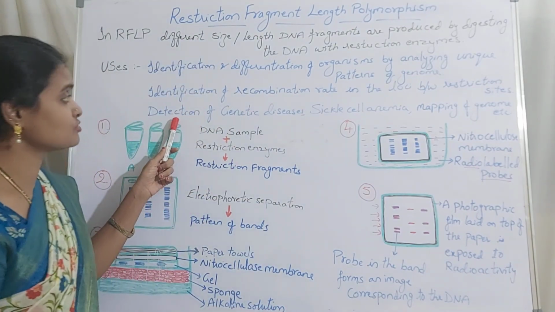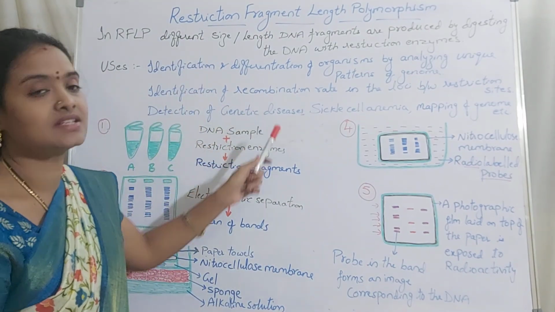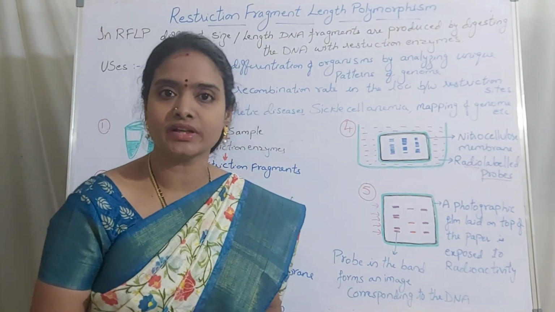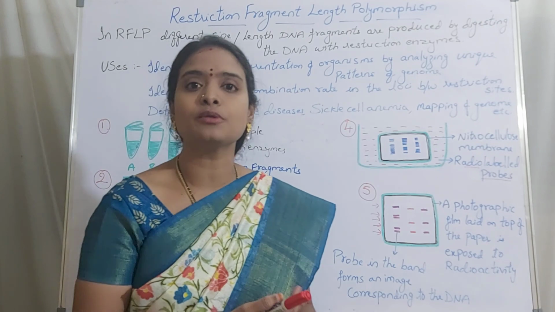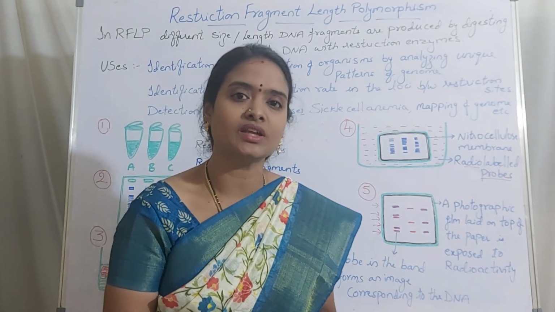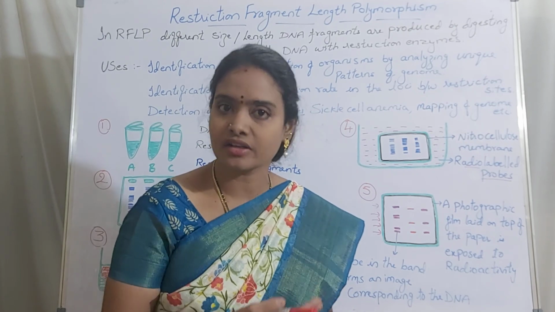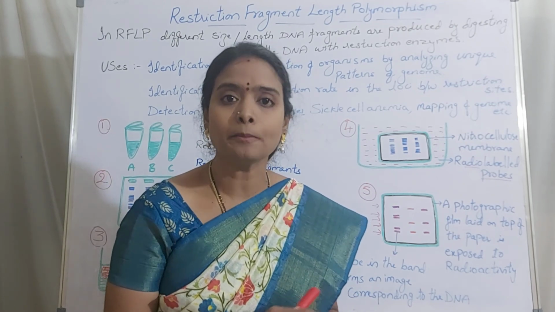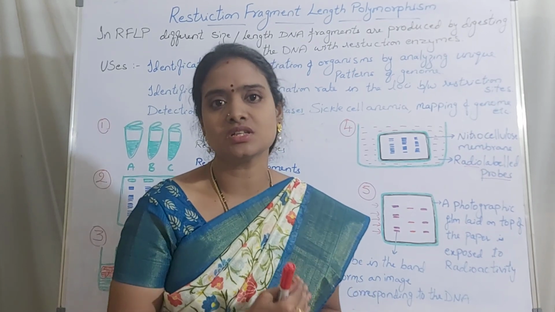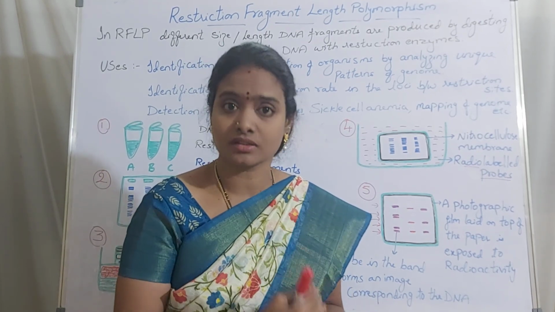Then the next one is detection of the genetic diseases. So here, if you know the complete genome of an organism, you go for gene mapping. Gene mapping is nothing but knowing the distance between the successive genes, their arrangement and also the complete mapping. That means you know at which position the genes are present and what genes are present.